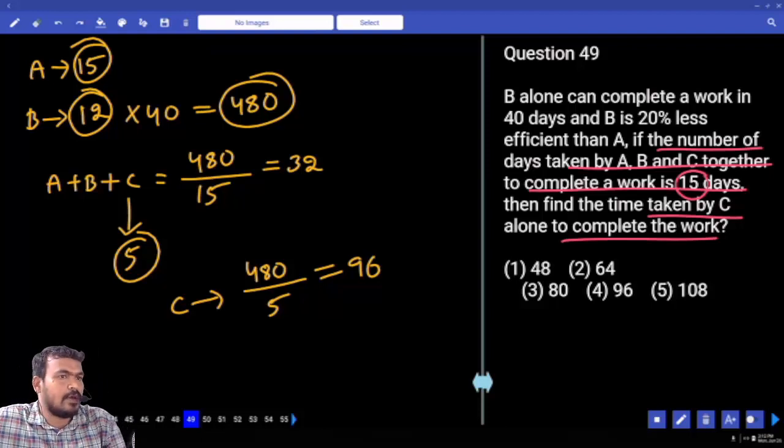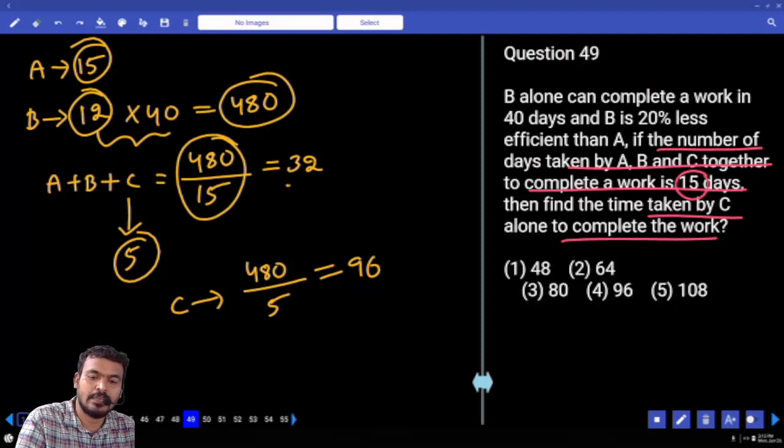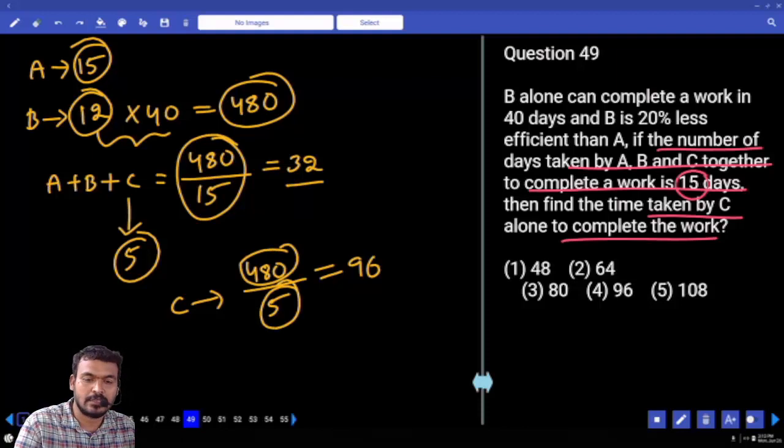We are not breaking the rule. Efficiency into time, work. Again work divided by time, we get the efficiency. Again work divided by efficiency, we get the time. First time we wrote efficiency into time. Second time we wrote work by time, we get the efficiency. Next we wrote work by efficiency, we get the time.